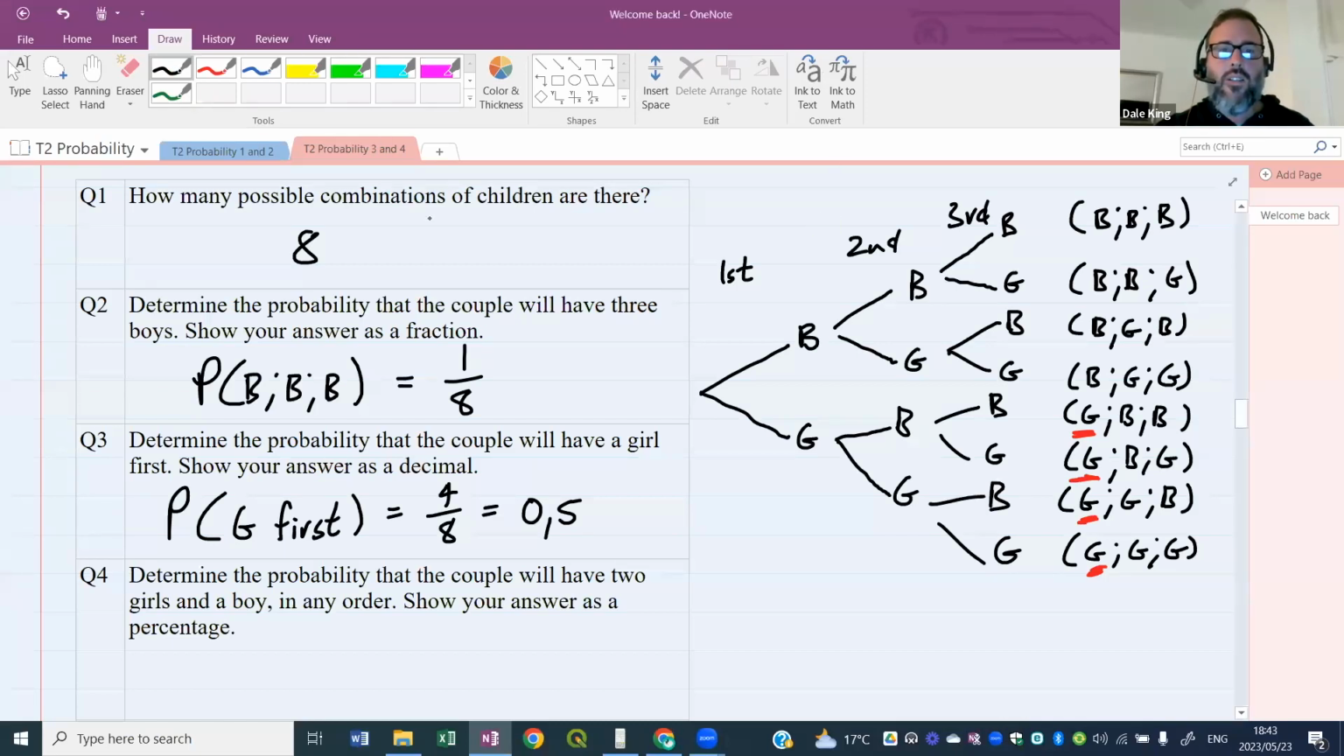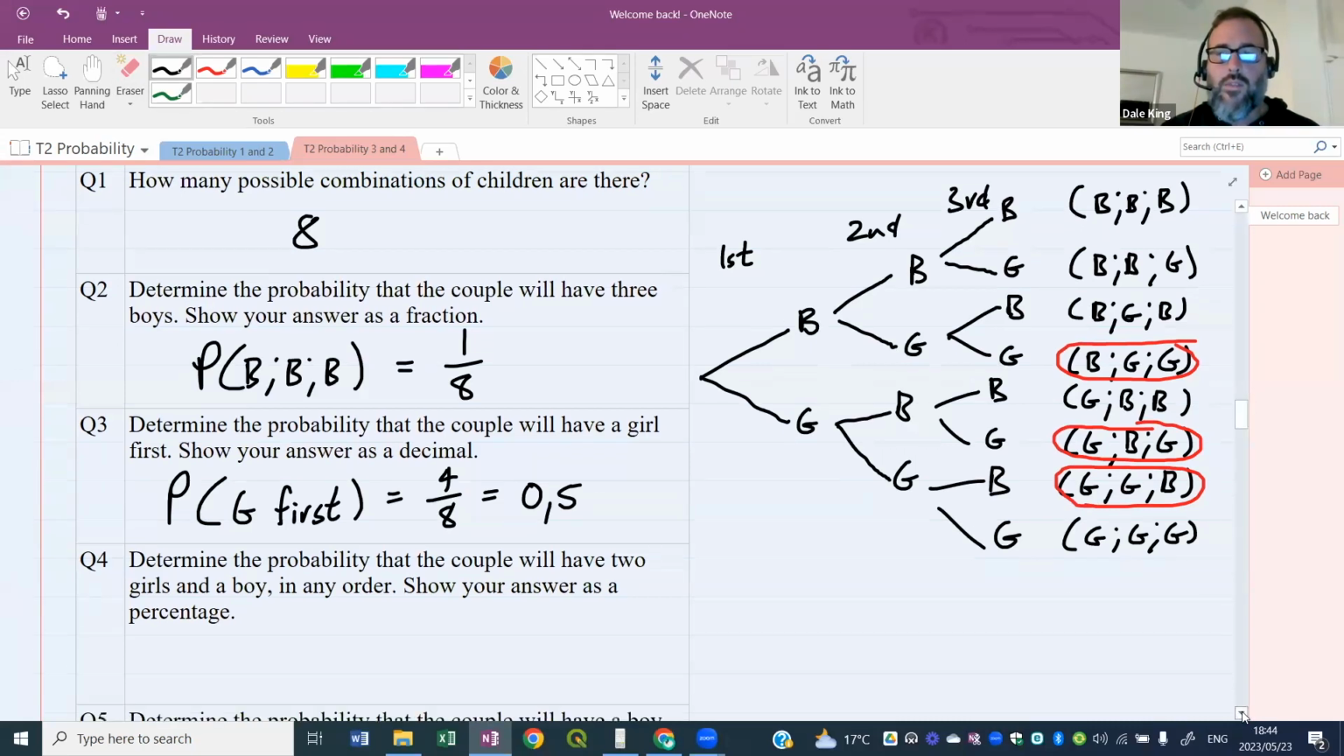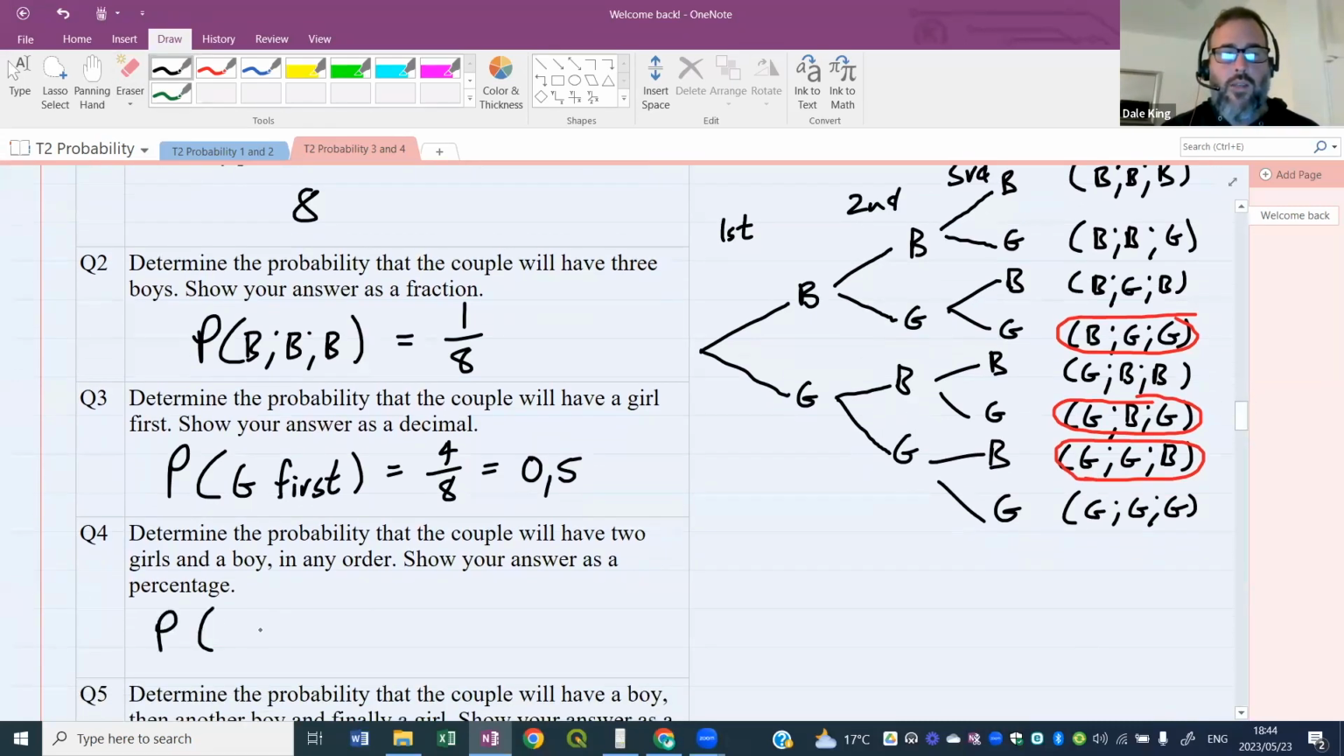All right, let's check. So we look at our diagram. I just want to delete all the markings that I've already put there. Where do we see 2 girls and 1 boy in any order? So you want 2 G's, 1 B in any order. There's 2 G's and 1 B. I'm going down. There's 2 G's and 1 B. Any order. Here's 2 G's and 1 B. Any order now. So how many times did it happen? 3 times.